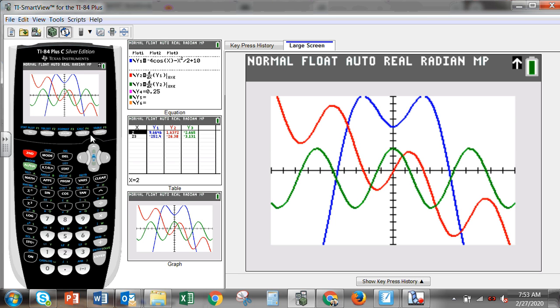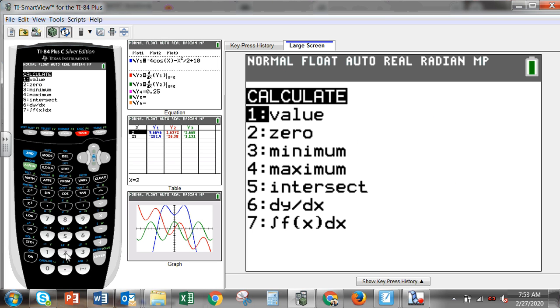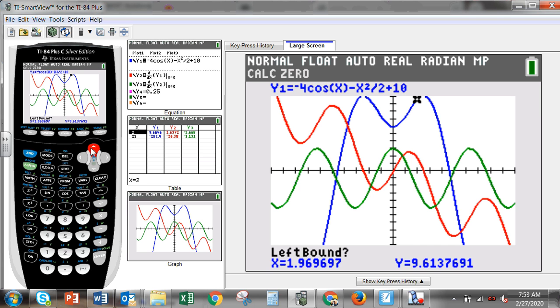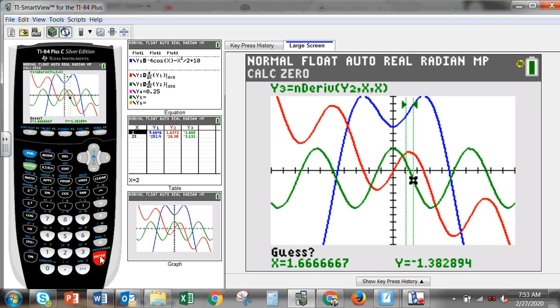So second calculate, choice 2, the zero of the green function. For the left bound, I need to go to the left of the zero. That's what I didn't do last time. Such a rush. So there you go. Now go to the right of the zero. And it should give me, still thinking, there you go. There's my 1.318.